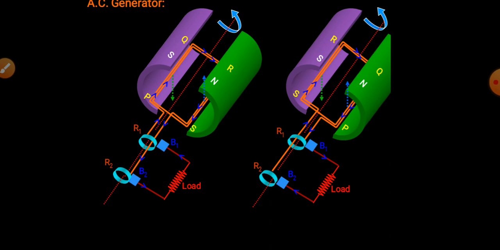The amount of magnetic flux linked with the coil changes. If we apply Fleming's right hand rule, we find that the direction of the current in PQ is from P to Q and the direction of the current in RS is from R to S. And in the external circuit, we see that current is flowing from B2 to B1.